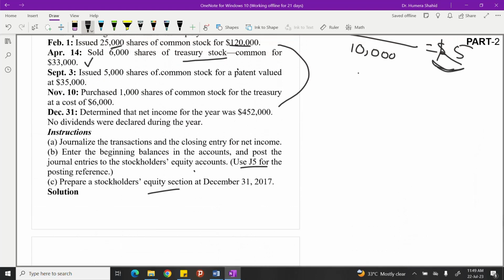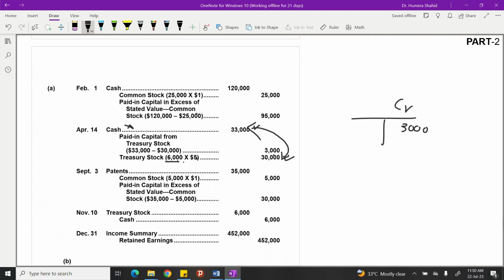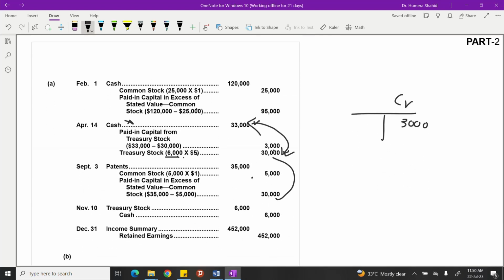Moving on to September 3rd, issued 5,000 shares of common stock for a patent valued at 35,000. Now, patent is a non-cash asset. It's an intangible asset. So you will debit patent with 35,000 because they said valued. Valued means fair value, 35,000. And common stock will get credit. 5,000 shares are there, and stated value is 1. So 5,000 common stock gets credit. And then the remaining is excess, which is 30,000. If you see, it's mentioned over here.